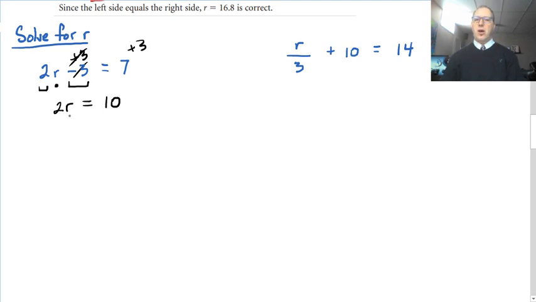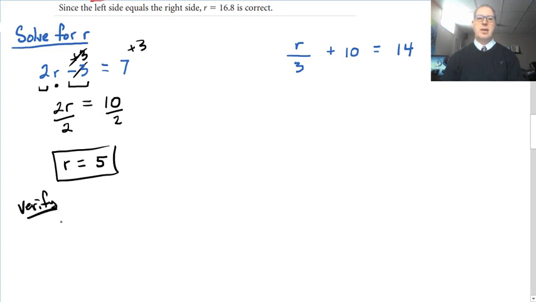Awesome. R is not all by itself yet. Okay, r is not equal to 10. No, 2 times r is equal to 10. So let's find out what r actually equals by dividing both sides by 2. And here you get r equals 5. Now, if we were to verify or check, I would go like this. 2 times, what's my solution? 5. Minus 3 equals 7. Well, that's 10 minus 3 equals 7. 7 equals 7. It is verified.